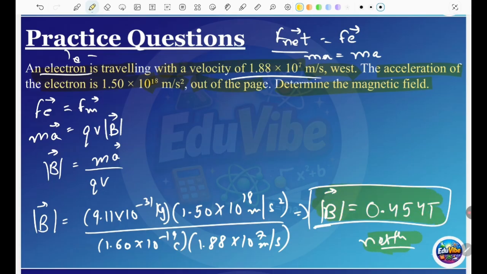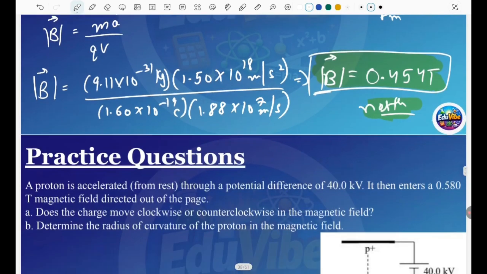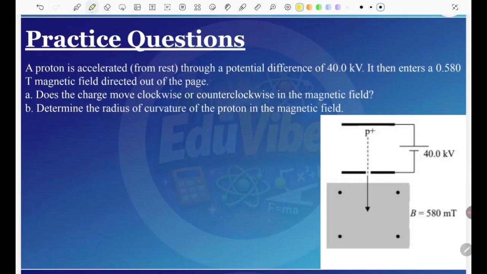If you make the diagram of this, this is your velocity going to the west. The magnetic field goes like this if you use the left hand rule, and the acceleration is out of the page, with Fm over there. So the magnetic field is going to the north, using the left hand rule. So that means north. Next question.